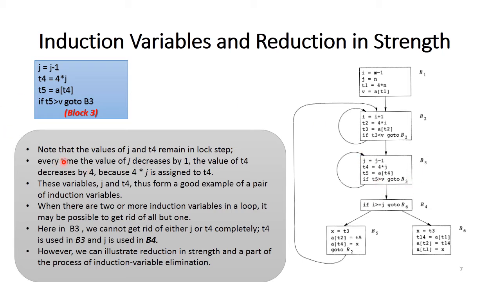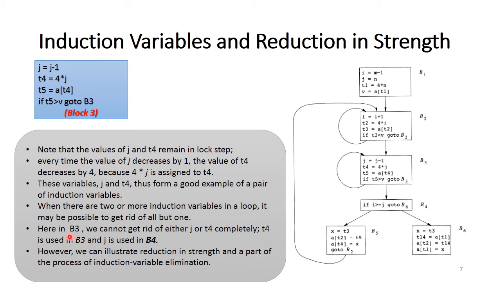Okay. So here note that the values of j and T4 are in lock step. Every time the value of j decreases by 1, and the value of T4 is multiplied with that value. So every time j decreases by 1, the T4 value decreases by 4. Am I right? So when there are 2 or more induction variables in a loop, it may be possible to get rid of one. So we can eliminate any one of those statements.